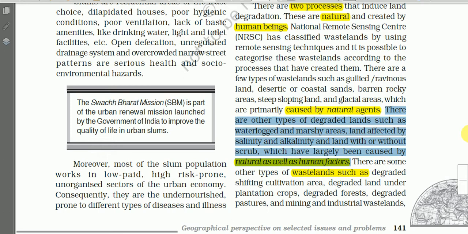And here alkalinity means the capacity of water to resist changes in pH that would make the water more acidic. So it affects the cultivation of the crops, and all these affect the productivity of the land, and these are caused mainly by natural as well as human factors.